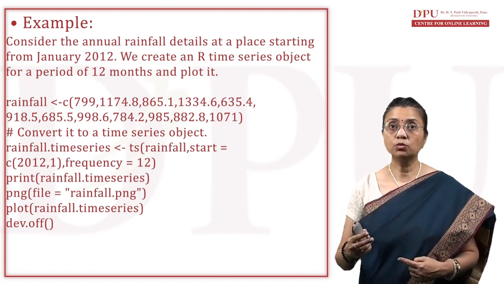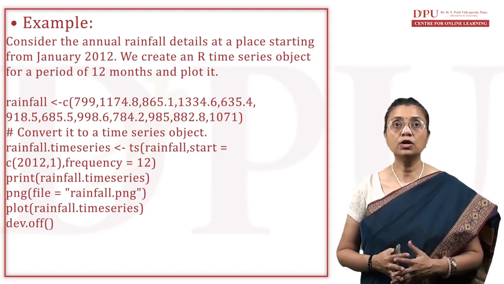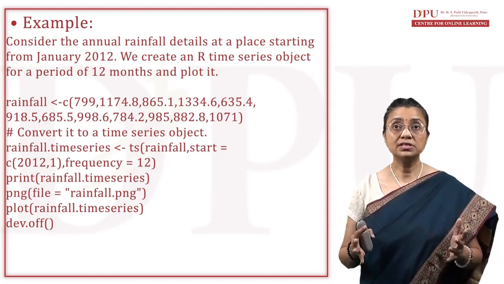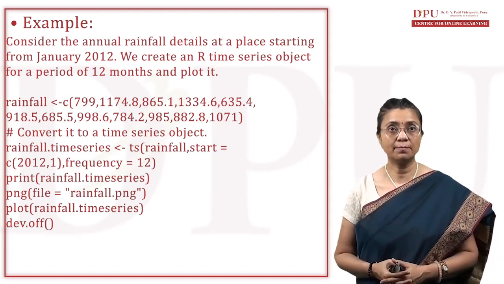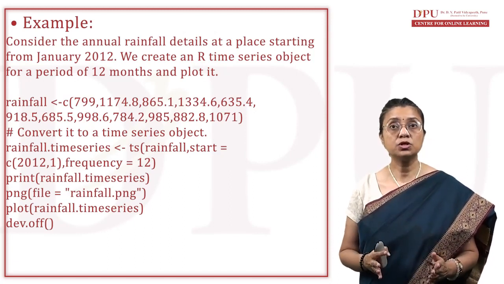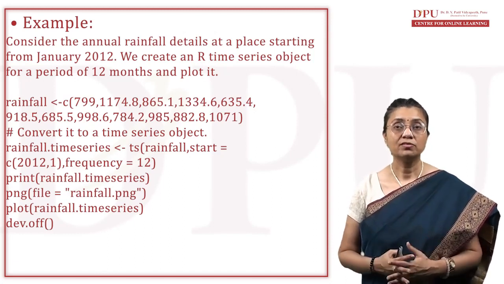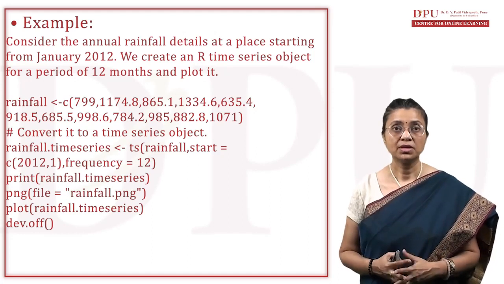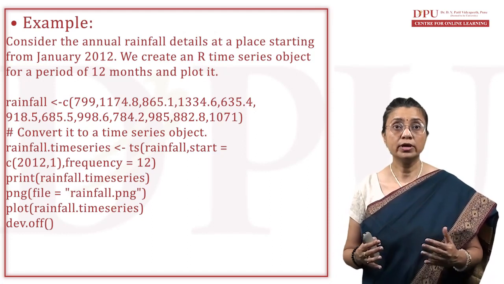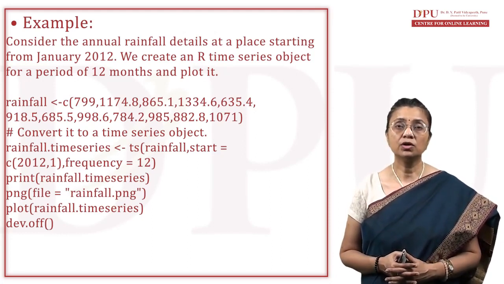Now we have to convert it to a time series object. How will we go about it? So we have rainfall.timeSeries equal to ts, which is the function, and within the function we pass rainfall as the parameter, which is my data. I say start from c(2012, 1) and frequency is 12, which means I want 12 values. So now what will I do? I will print rainfall.timeSeries. So here I'm printing the rainfall.timeSeries variable on the screen.